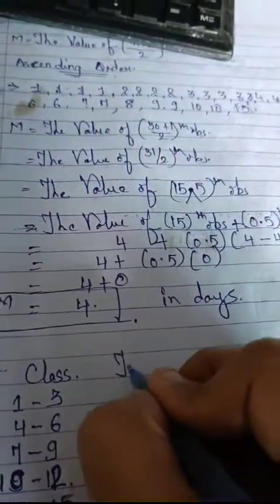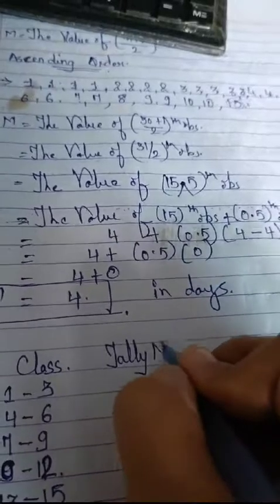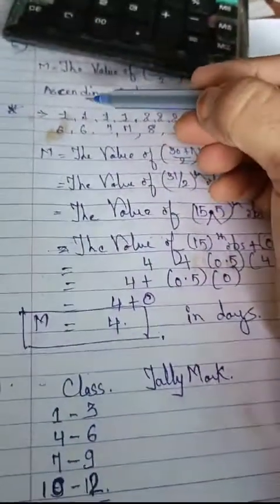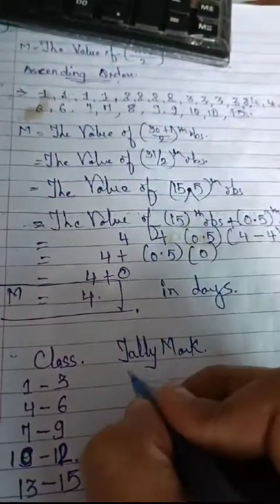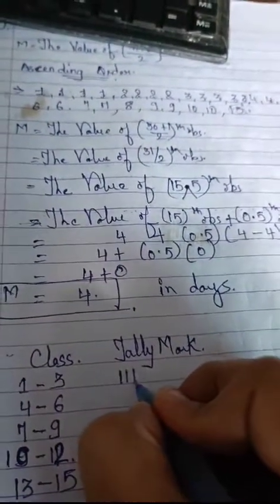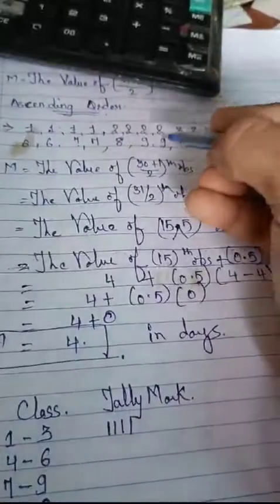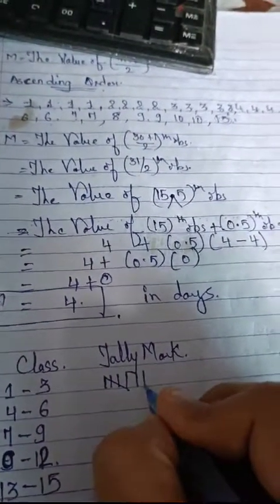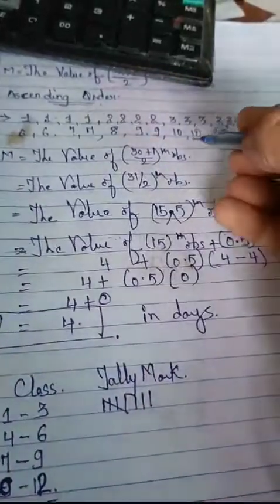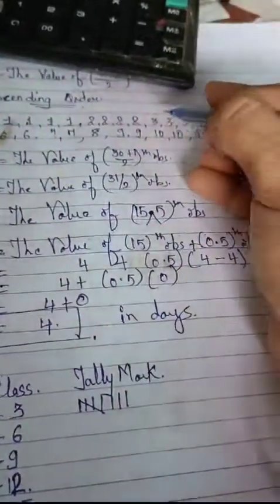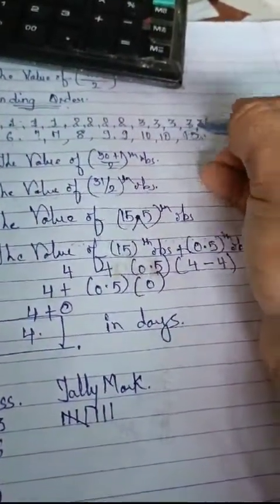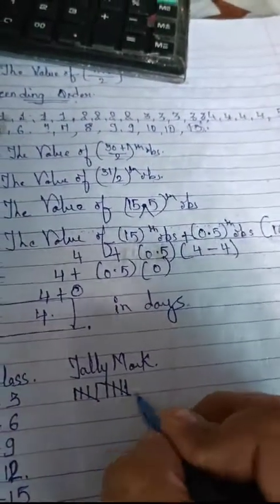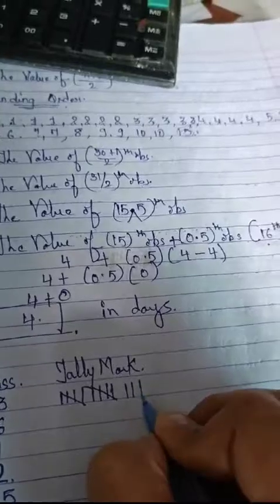Now the next, what are we doing? Tally marks we are doing. So tally marks, we have already seen how many numbers are there for one time? 4. So make a tally mark. 1, 2, 3, 4. How many numbers for 2? Again 4. 1, 2, 3, 4. Then how many for 3? 5 times. 1, 2, 3, 4, 5.